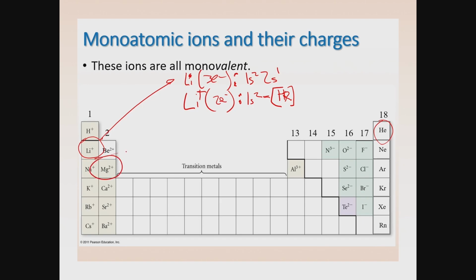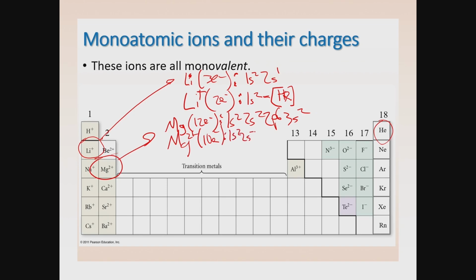Let's look at magnesium 2+. And so magnesium, the neutral atom, has 12 electrons. And so its configuration is 1s2, 2s2, 2p6, 3s2. Now, what is the magnesium 2+ ion? So the magnesium 2+ ion is going to have 10 electrons. It's missing 2 electrons. And its configuration is 1s2, 2s2, 2p6. And that's it. It has lost those 3s2 electrons.